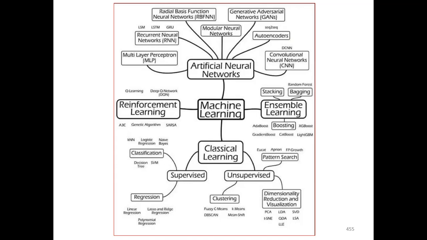In unsupervised learning, we have three types: pattern search, clustering, and dimensionality reduction and visualization. In clustering, we use fuzzy C-means clustering, K-means clustering, DBSCAN, and mean shift. In dimensionality reduction and visualization, we use principal component analysis, linear discriminant analysis, and various other dimensionality reductions. In pattern search, we use ECLAT, Apriori, and FP-growth. ECLAT, Apriori, and FP-growth are the frequent pattern mining algorithms.